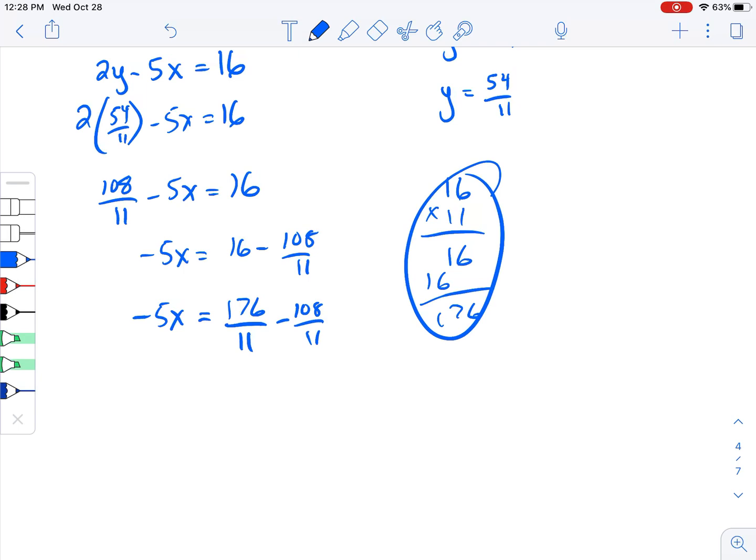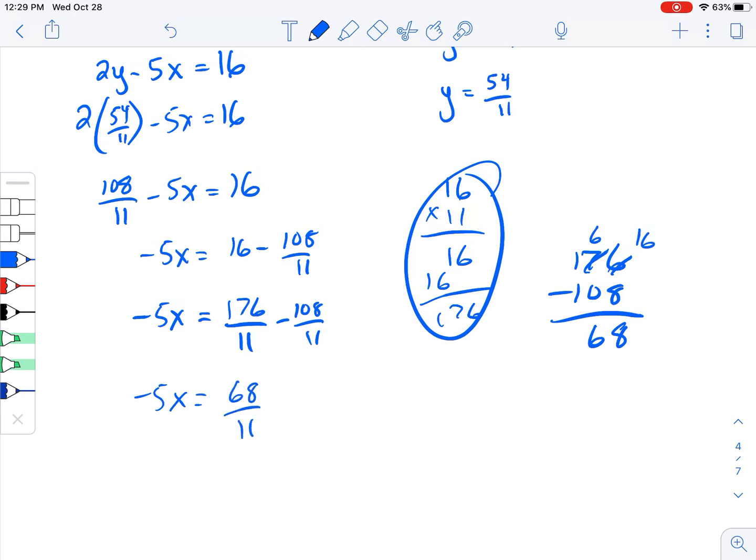Notice there's nothing wrong with doing your work to the side. Don't do this in your head and get it wrong. Please just show your work. There's nothing wrong with that. You don't have to be able to do this in your head. Okay, so negative 5x equals 68 11ths.